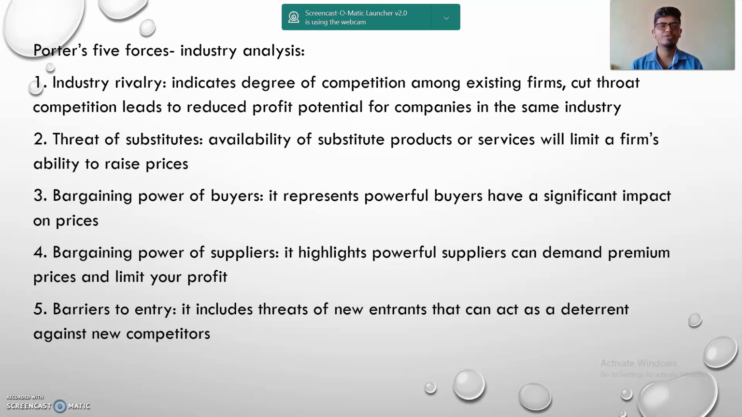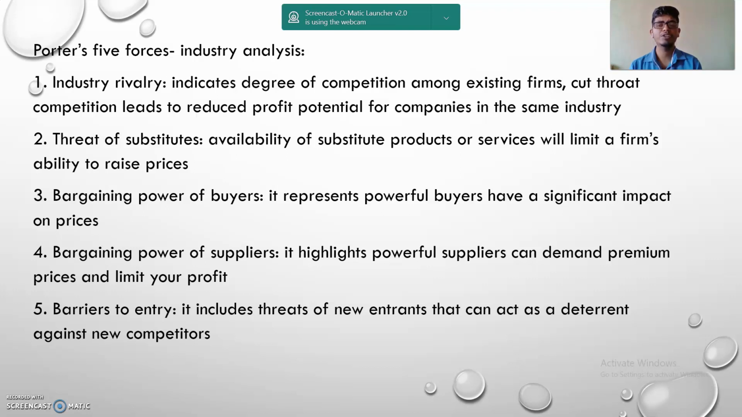Then threat of substitutes. You know the difference between alternatives and substitutes. So under an industry there are several companies. For the products of the companies there are some substitutes too. So the substitutes also will affect the industry.